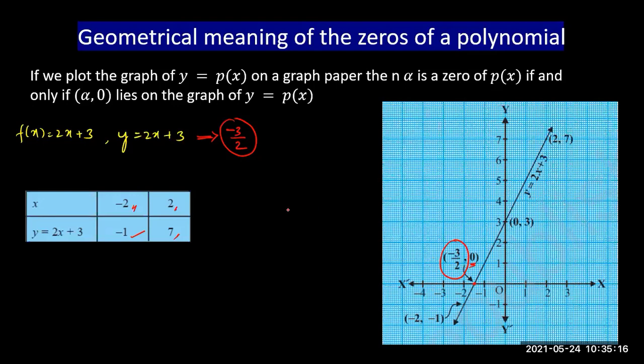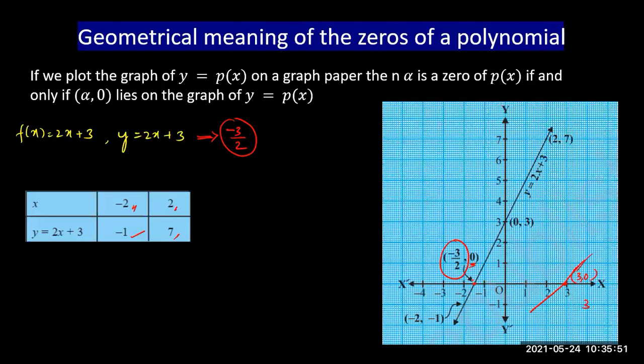A linear polynomial, how many zeros will it have? Only one, sir. Only one zero it will have. For that reason, the graph cuts the x-axis at only one point. Suppose the graph is moving like this and the coordinates at this point are 3, 0. Then in that case, the zero of this polynomial is 3. So from the graph also you can identify the zero of the polynomial. Are you clear here?